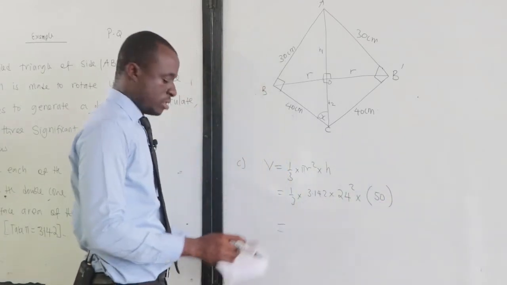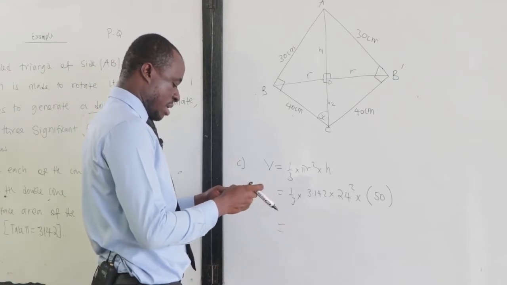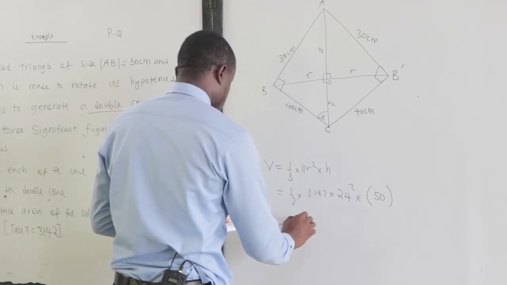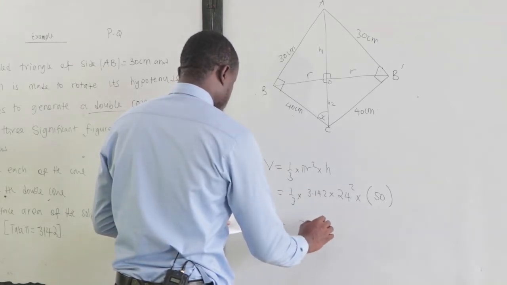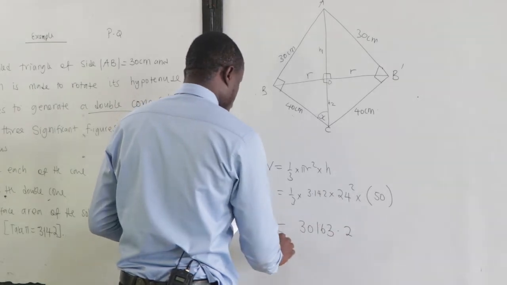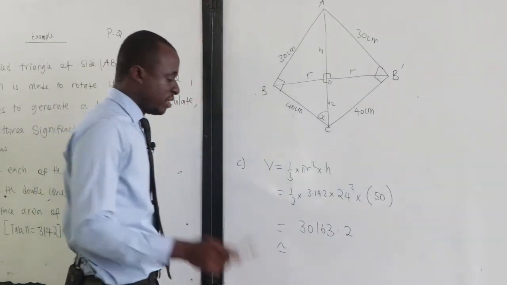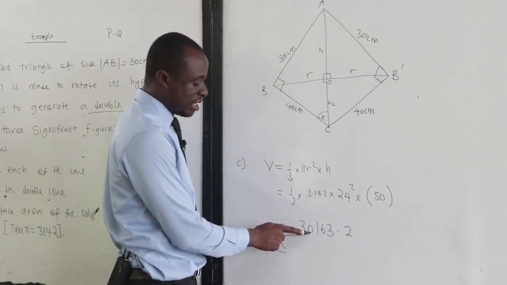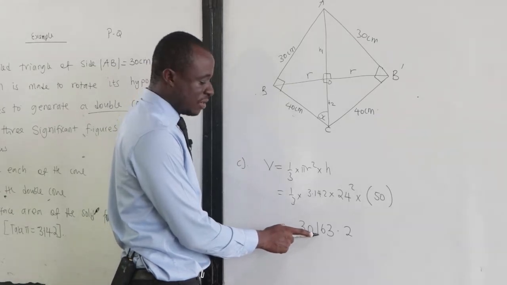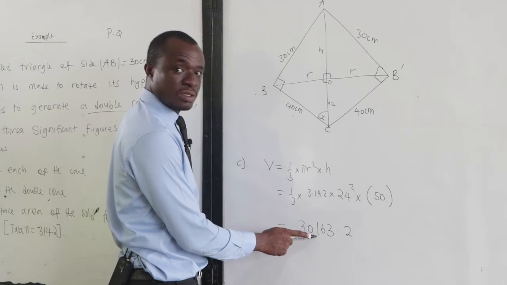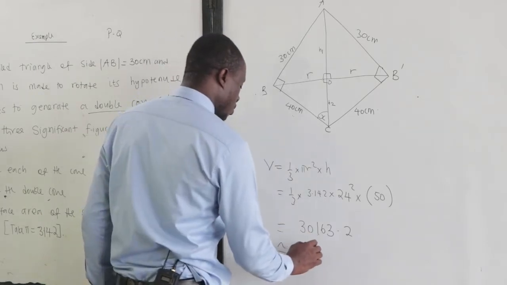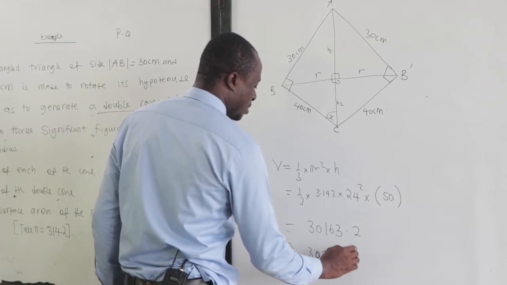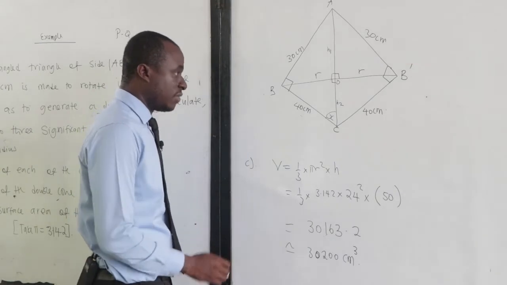Now, when we punch this on the calculator, we are getting our volume to be equal to 30163.2. But then the question says to give it to 3 significant figures. This is the first significant figure, this is the second, and this is the third. So clearly, because this is the third, we change this to 2. So you have 30200 centimeter cube. That is the 3 significant figures.